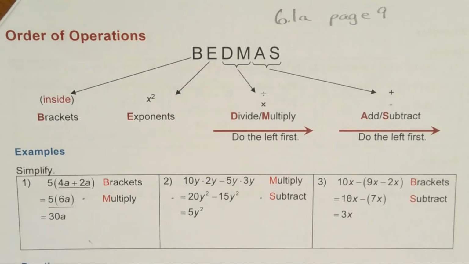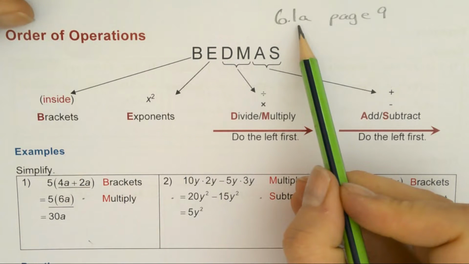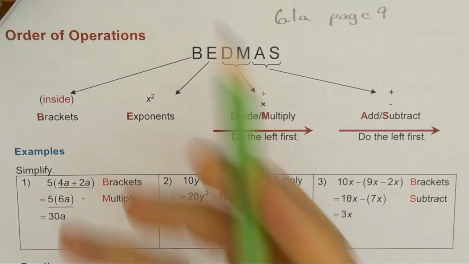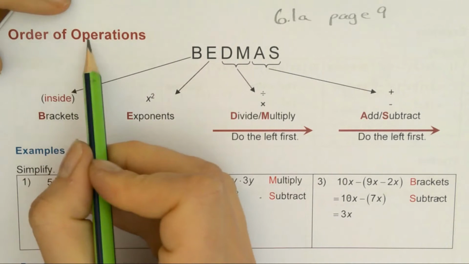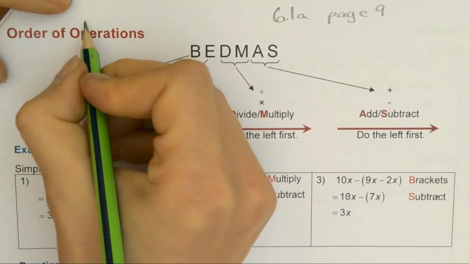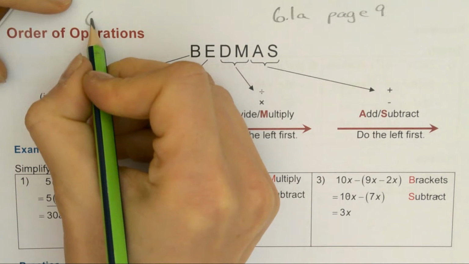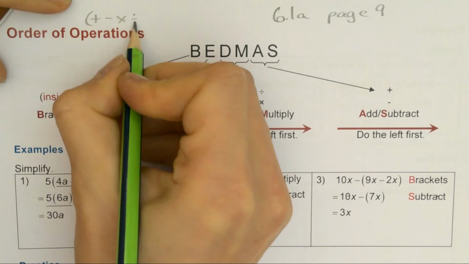Okay, so we're in book 6.1a and we're on page 9. So now we have to do the order of operations. So operations in math are add, subtract, multiply, and divide.